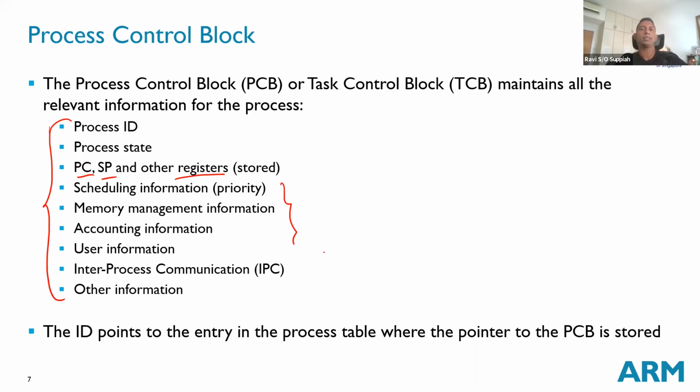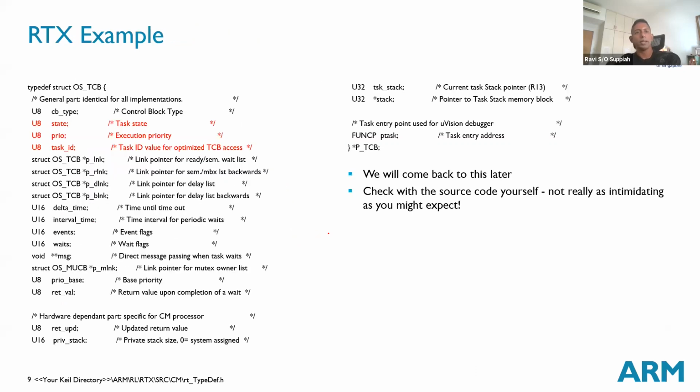So that is what the OS is always looking at when it does a context switch and a particular task is resuming. Where should I start from? How do I carry on? How do I reload all the registers and so on? This is an example of a control block in the RTX. Of course it has a lot of information, but what we want to be currently focused on is these three.